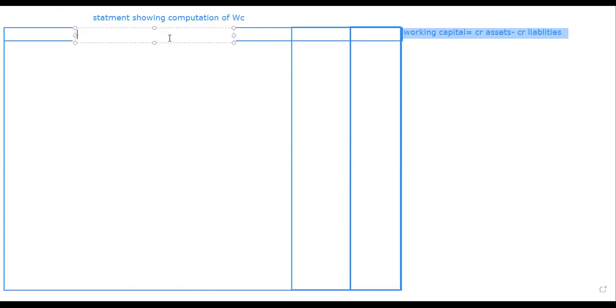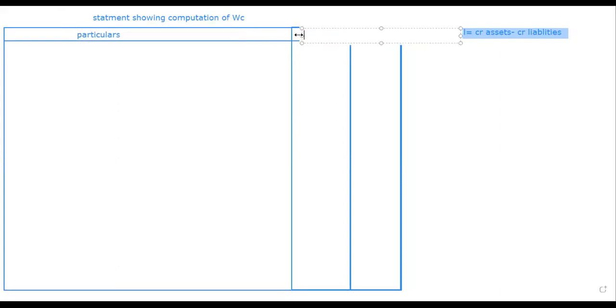So this is my particulars, this is my amount, and this is again my amount. So I said we have our formula: current asset minus current liability. That means on the top, the first one I should have is the current asset.